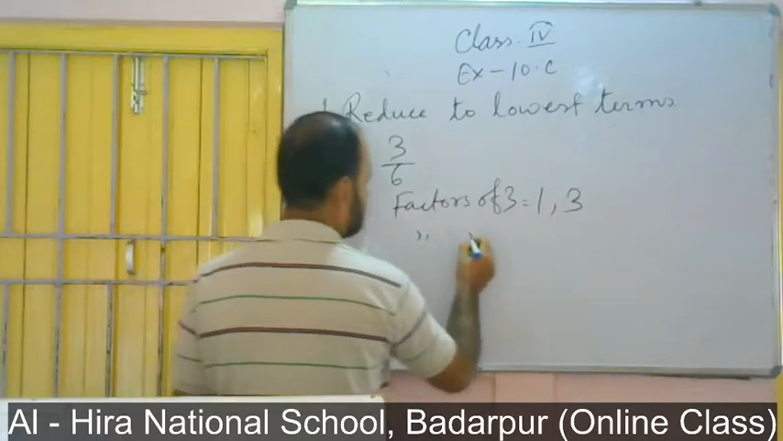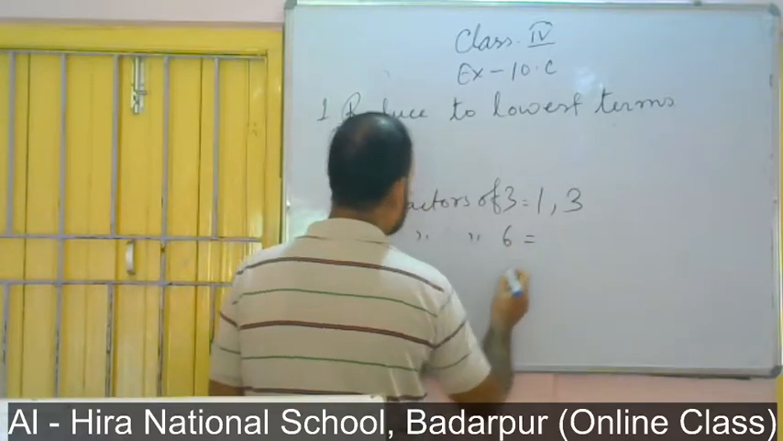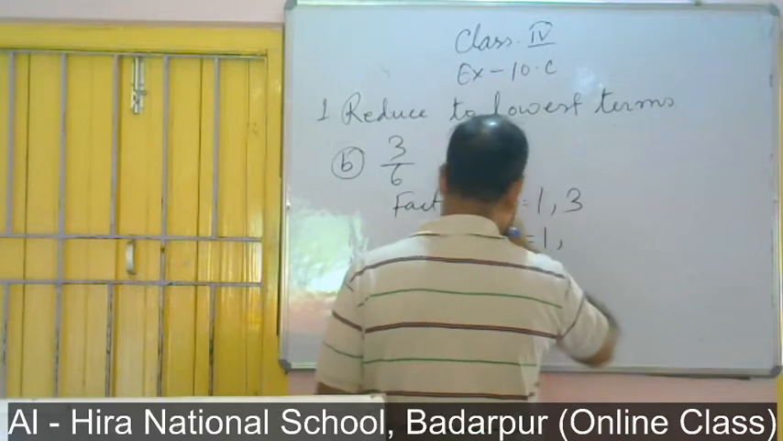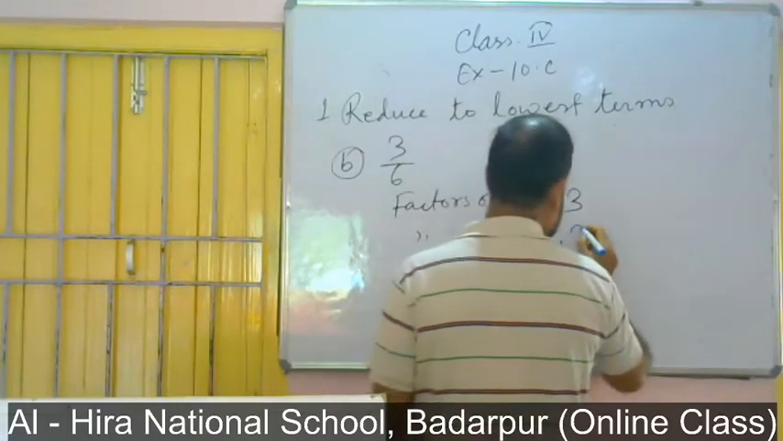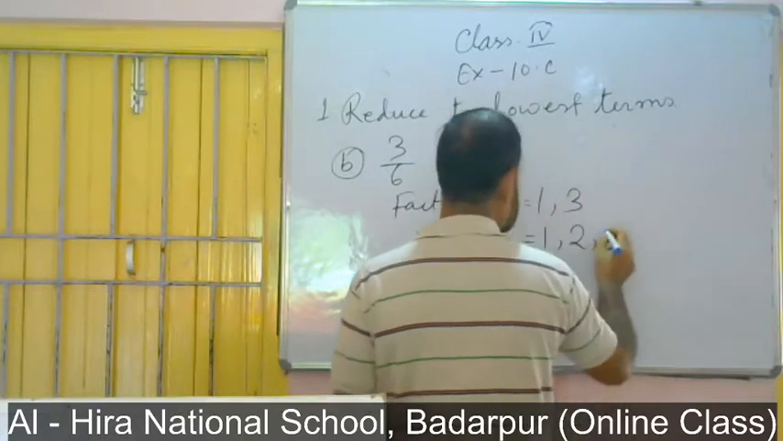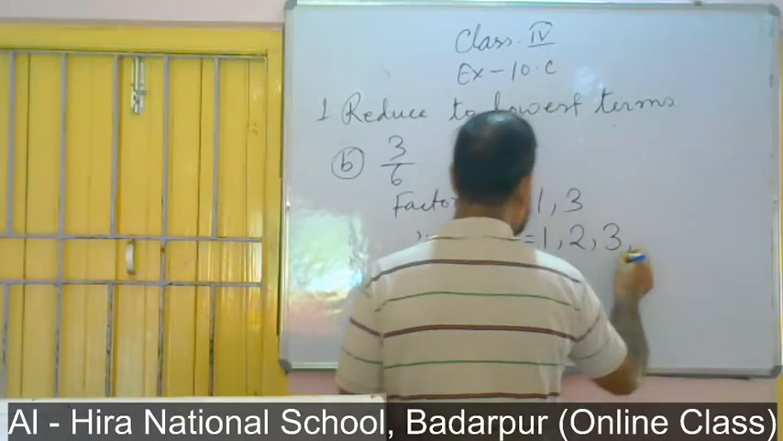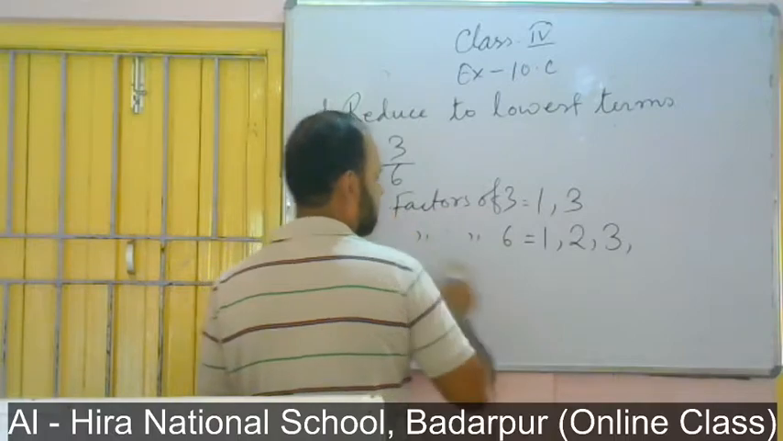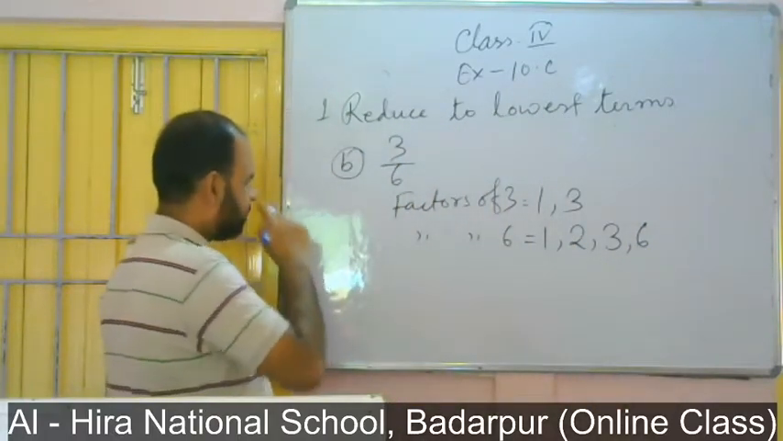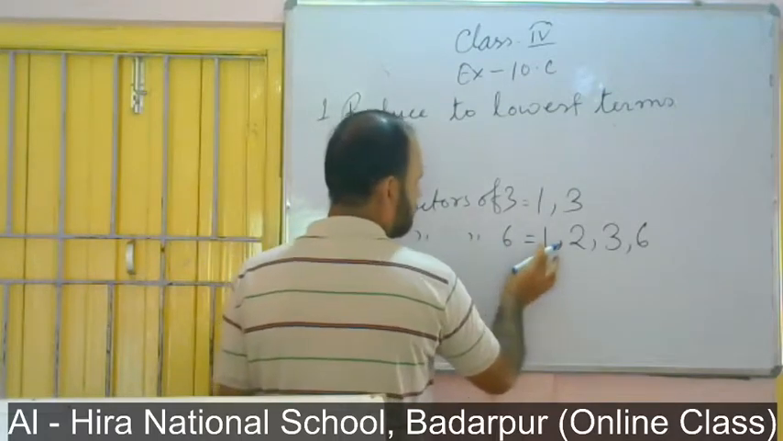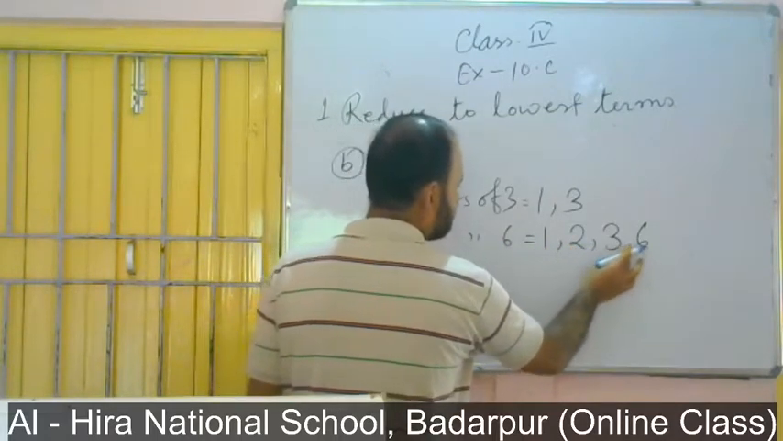Now the factors of 6. So we know 6 times 1 is 6, and 1 is the common factor. Then 2 times 3 is 6. Then 3 times 2 is 6, and 6 times 1 is 6. So the factors of 6 equal 1, 2, 3, 6.